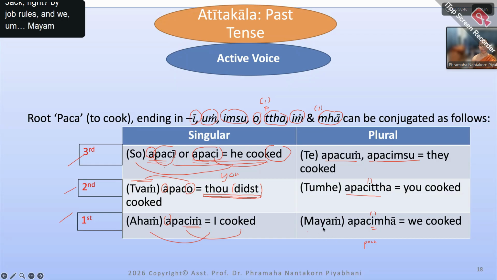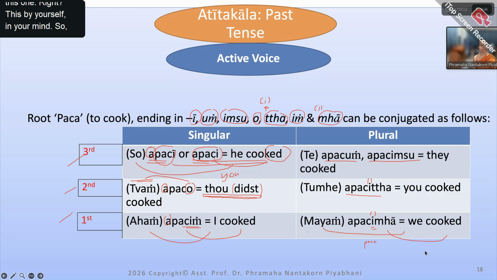Mayam appachimha, we cook. We cook. Okay, try to practice by yourself. Okay, this one. Practice by yourself in your mind.